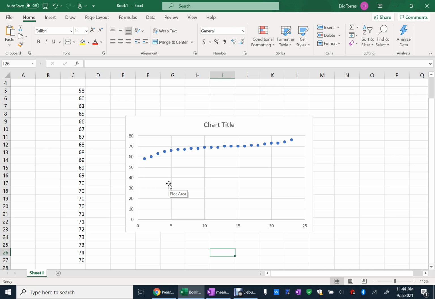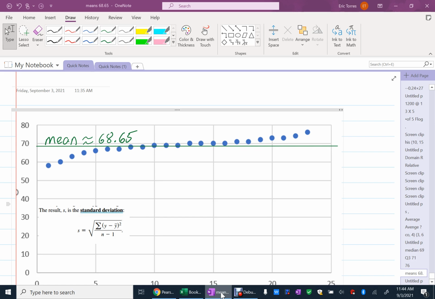Now, all I'm going to do if I wanted to by hand would be add every single one of these together and divide by how many people we had, which is 22 people. So if I was to do that, I would get this mean of 68.65, which I graphed as the green line that you see there.